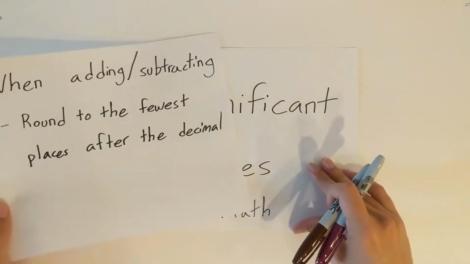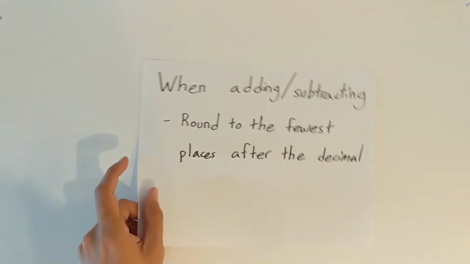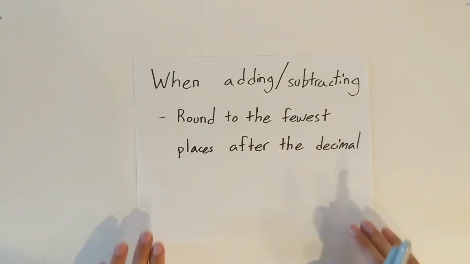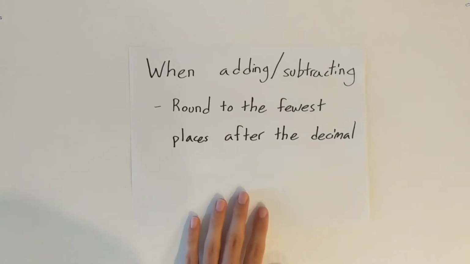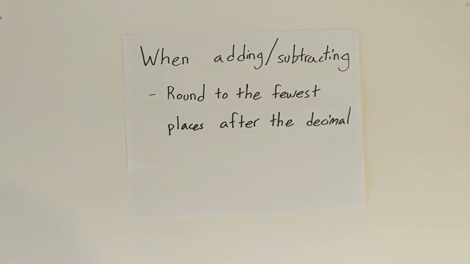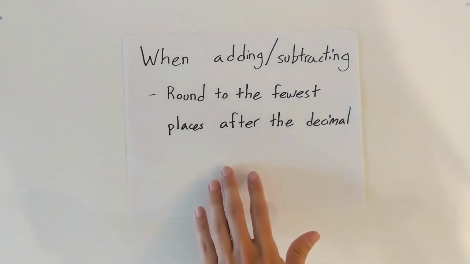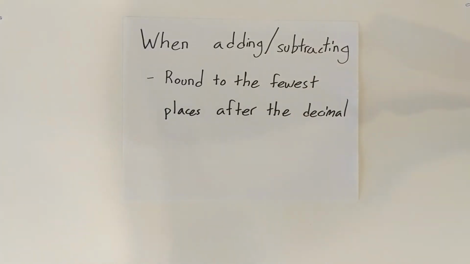First we're going to start with adding and subtracting. And for this, we are going to round to the fewest places after our decimal. So we'll be doing a couple examples, and then you can practice some on your own as well.